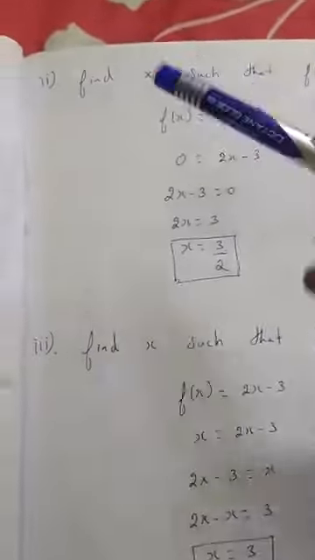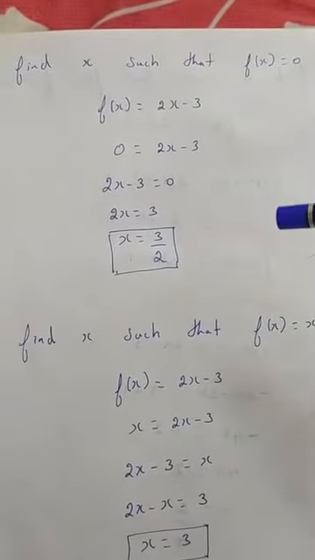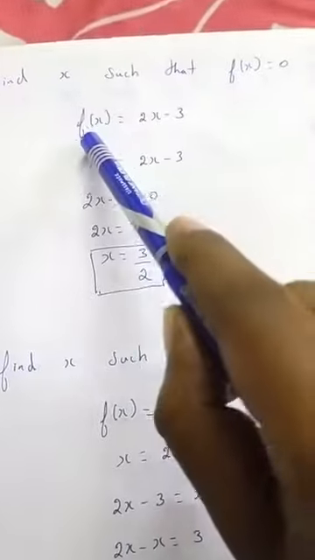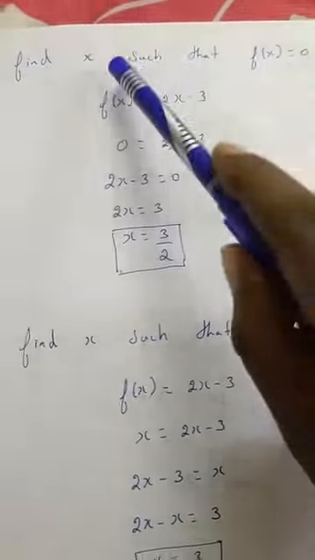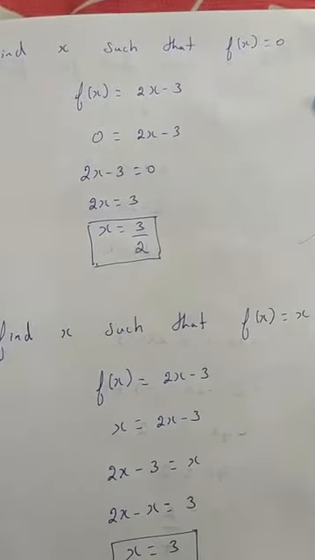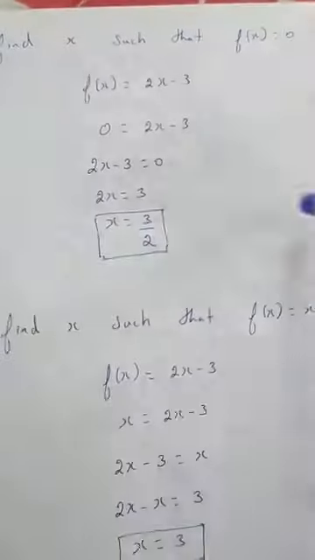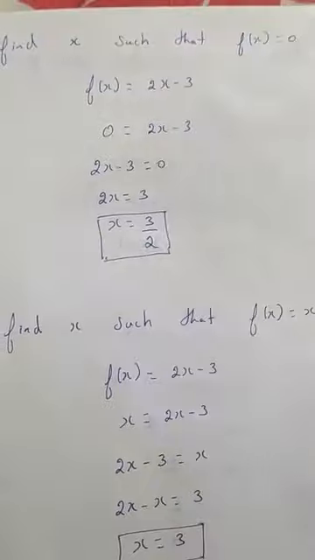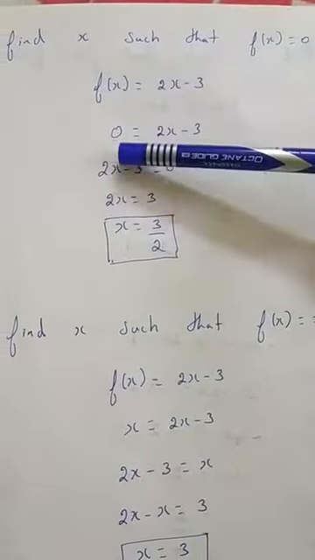Second subdivision. Find x such that f of x is equal to 0. So what is f of x given in the question? That is 2x minus 3. So we have to find out x such that f of x is equal to 0, which means this value is 0. So I have to substitute 0 in the place of f of x because it is given in the question, right? F of x is equal to 0. So I substitute 0 here.